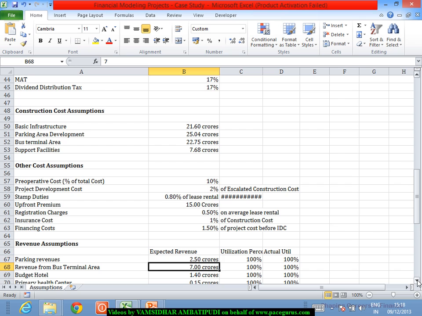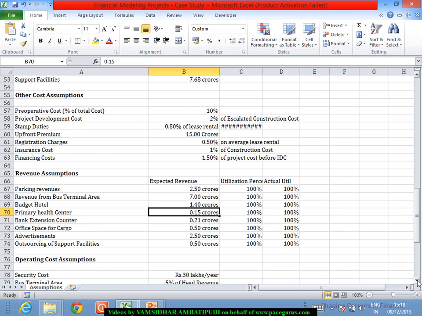Similarly, once I am moving into my operation space, I am talking about the revenues. These are the various revenues that probably the concession agreement might be highlighting. So I have just listed down some of them in the case.